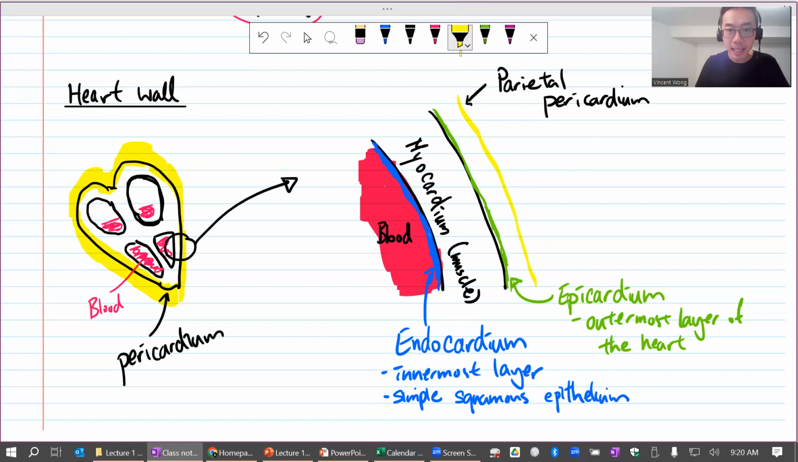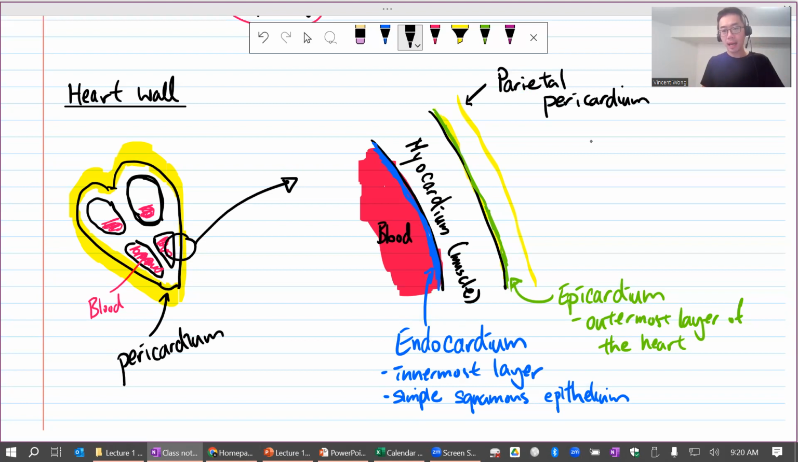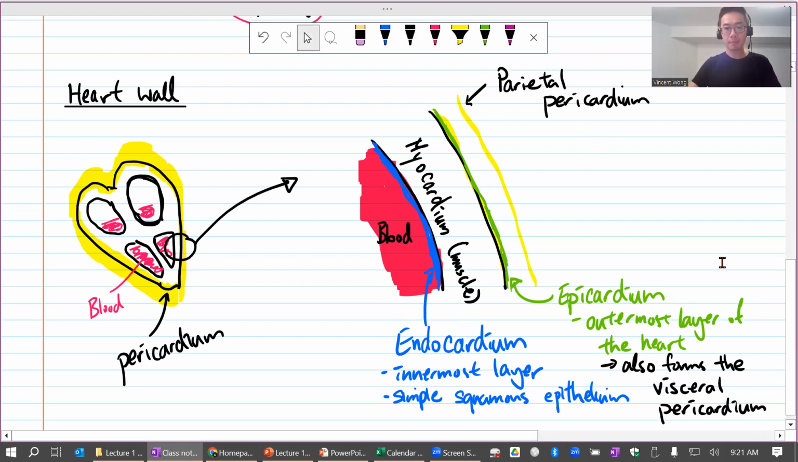And then there is the inner layer of the pericardium, which actually is the same thing as the epicardium. So it also forms the visceral pericardium. Okay.